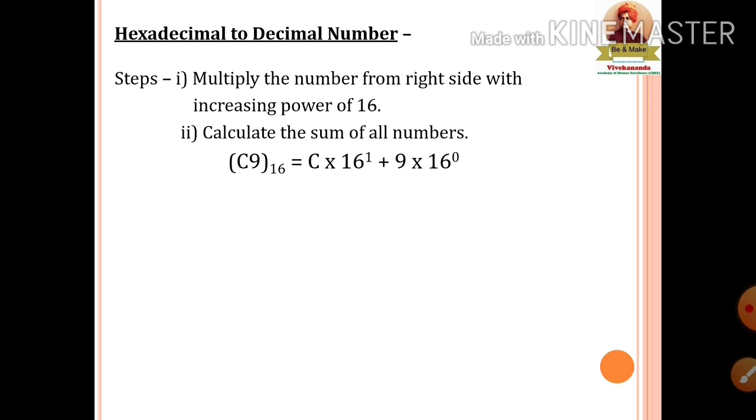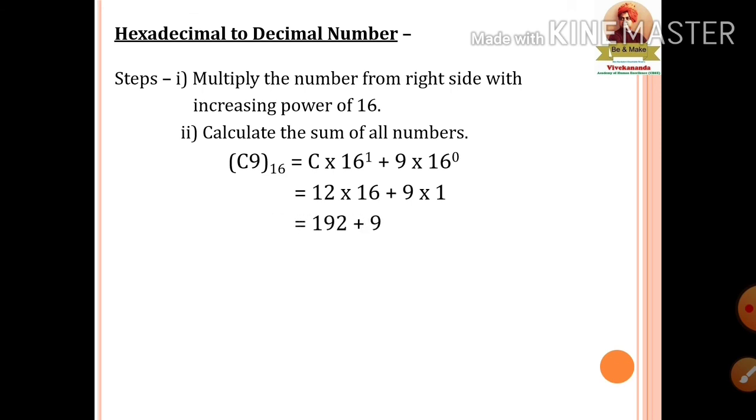So this step will be written as follows. The first number from right side is 9, so 9 into 16 raised to 0, and the second number is C, but the raised power is 1, so C into 16 raised to 1. But C is represented with the number 12. So replacing the value of C by 12, we get 12 into 16 plus 9 into 1. Why 1? Because 16 raised to 0 has the value 1 itself.